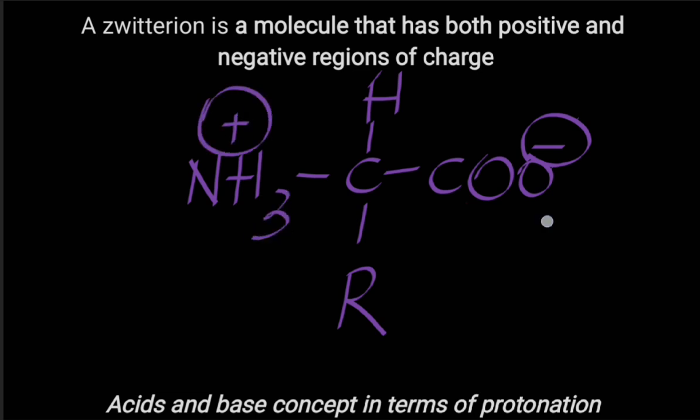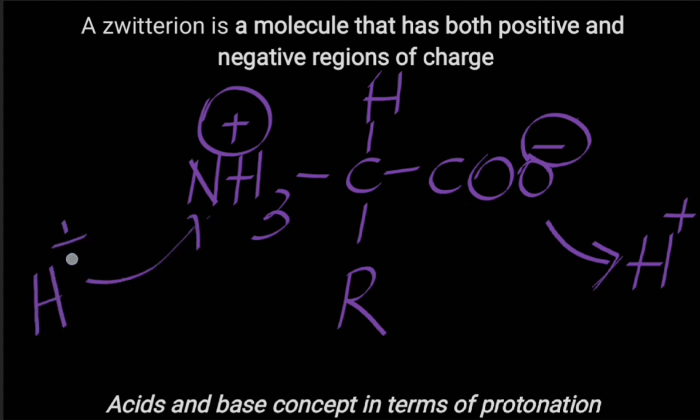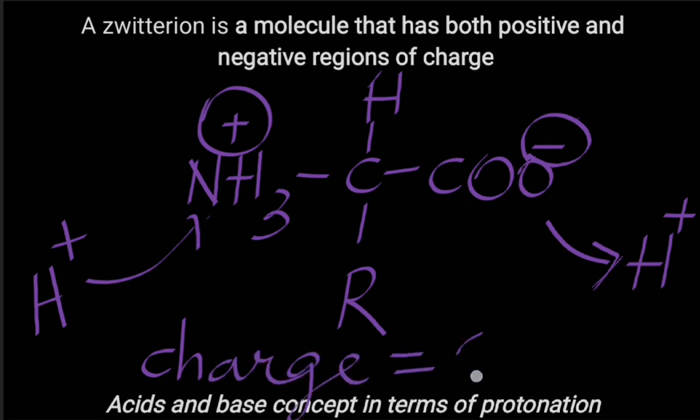So this has donated one H plus ion, and then this has accepted one H plus ion, right? So as you can see, one end of the amino acid has a positive charge and the other end has a negative charge. So can we say that this is a zwitterion? Yes, of course, this is a zwitterion because it has both positive and negative charge, which has resulted in the net charge 0, right?